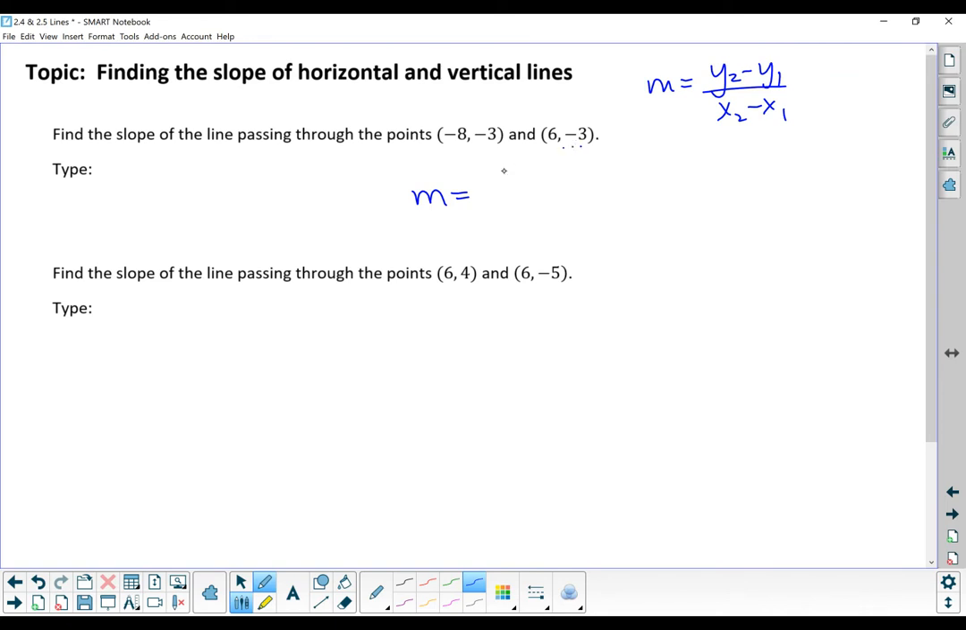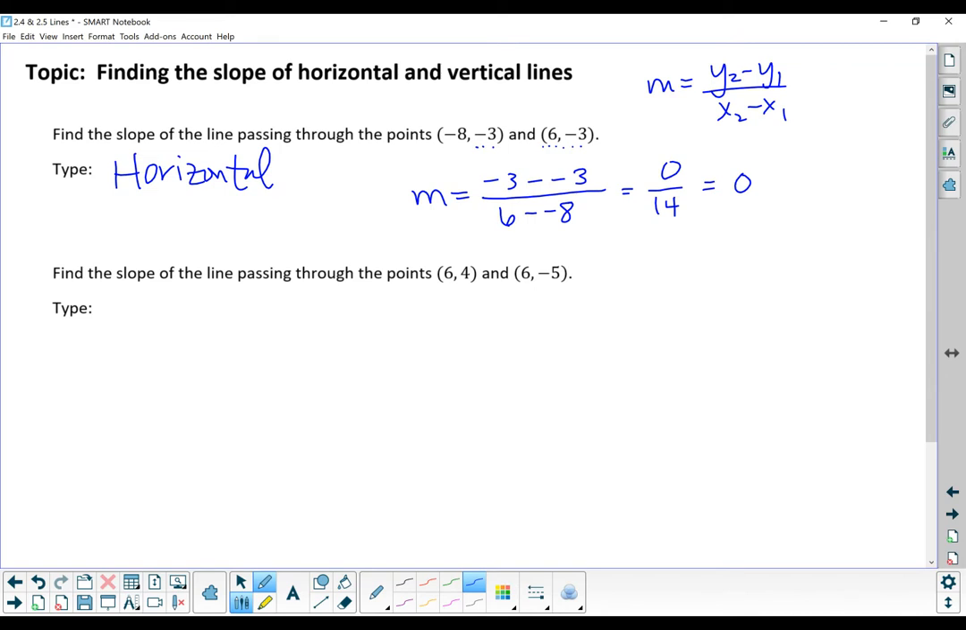So negative 3 minus negative 3. So be careful with your negatives here. The formula itself has a subtraction, so you sometimes are subtracting a negative. And then 6 is our x value. Subtract negative 8. So 3 minus negative 3 is 0, and this is over 14. That is a slope of 0, which makes this a horizontal line.